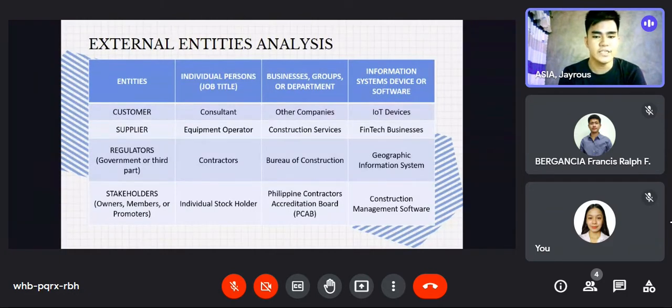Under the second column, which is the individual person or job title, we have the consultant, equipment operator, constructors, and also the individual stockholders. In the third column, under the businesses, groups, and department, we have the other companies, construction services, Bureau of Constructions, and the Philippine Contractors Accreditation Board, or the PCAB. In terms of information system device or software, we have the IoT devices, fintech businesses, geographic information system, and construction management software. Thus, this external entities analysis is about identifying sources and recipients of data flows, which lie outside of the system under investigation.